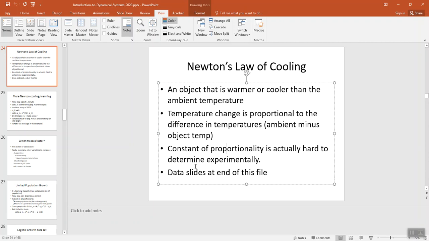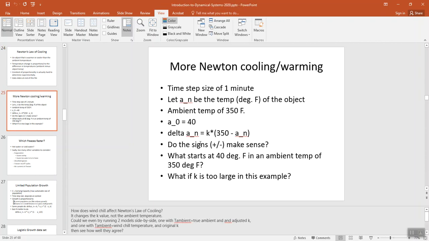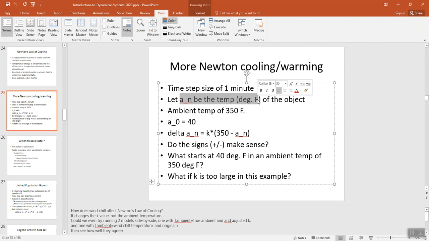I have actually taken some data on this, and at the end of this slides file, I pasted in the data, and you can go see what that is later. So let's see our model set up. Let's do things minute by minute. Because we're in the US, we'll keep track of the temperature in degrees Fahrenheit instead of any rational system.